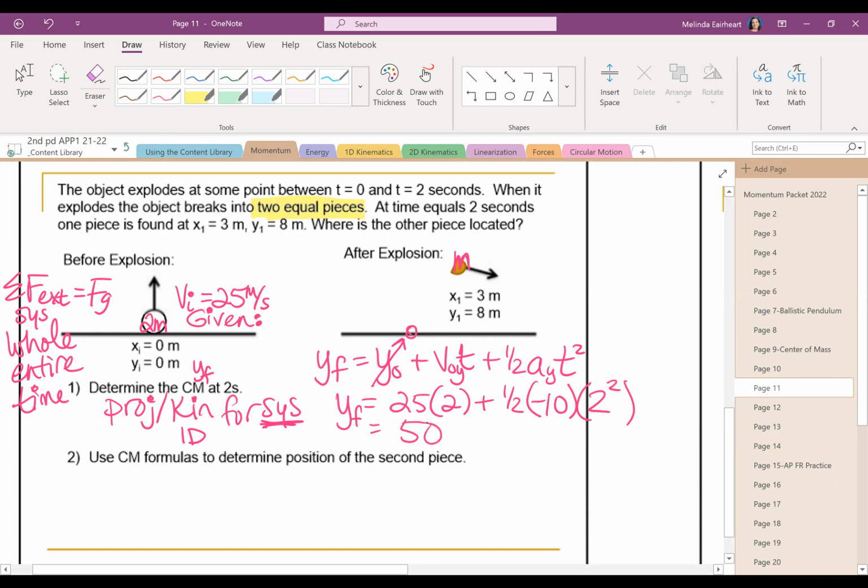And so we end up with 50. And then 2 squared is 4 times 10, negative, right? Negative 40, and half that, negative 20. And so the final position vertically of your system center of mass is a positive 30 meters. Now, does that mean each of the objects is also at 30? No, this is what the system would have done had it not exploded. But it does explode somewhere in between the 2 seconds.